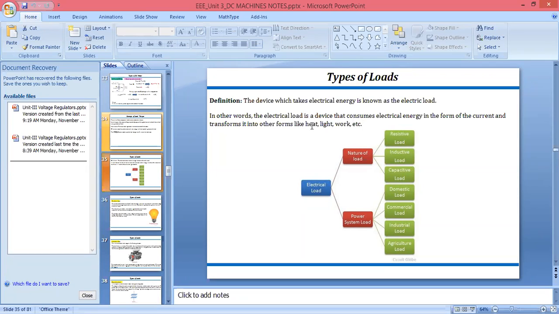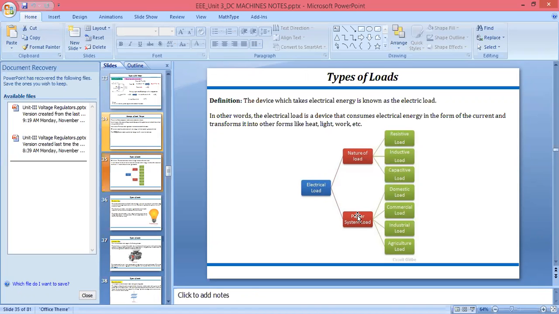So there are different types of electrical loads available, which are again divided depending on how we are using the load. We may use the load for a commercial purpose, for an industrial purpose, or at a domestic level, at our home. Electrical loads are divided into different types depending on the nature of the load and on the power system, how we are taking the power.